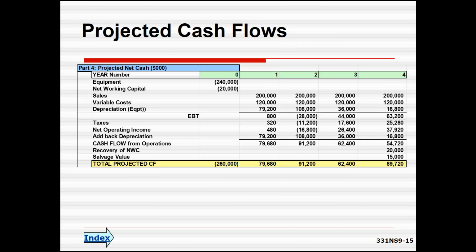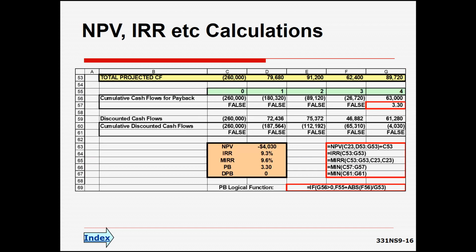And this is the pro forma cash flow portion. Don't forget, depreciation is added back, net working capital is recovered. The bottom line recaps the value to be used to find NPV, IRR, etc. And finally, our calculations. NPV, IRR, and MIRR are Excel functions shown to the right of the values. Payback and discounted payback can be found using logical if statements as shown at the bottom.